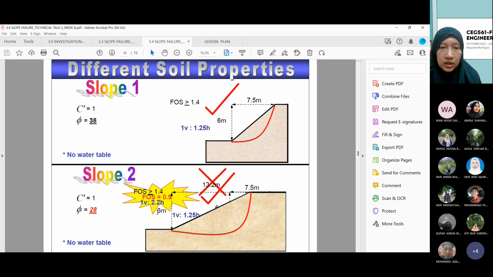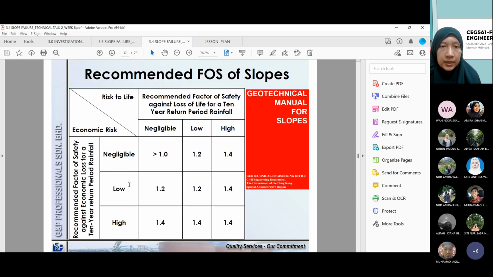So of course, we can say that slope number 2 is unstable compared with slope number 1 due to the soil parameters. And it is recommended for engineers to follow this manual. For example, if you have some kinds of economic risk, negligible, low, high, etc. So you can see, for example, we can have more than one negligible for the 10-year return period rainfall. And also you can see that if you go to higher, it is recommended as 1.4.